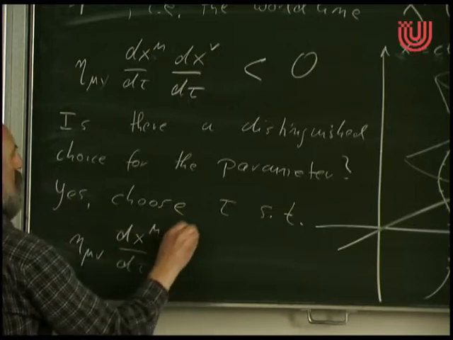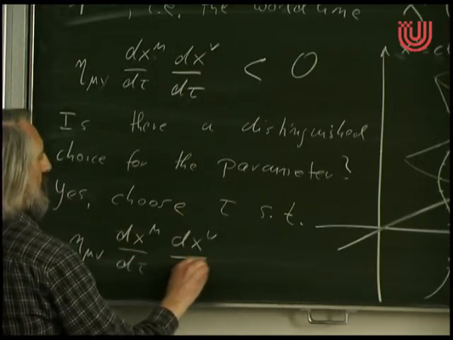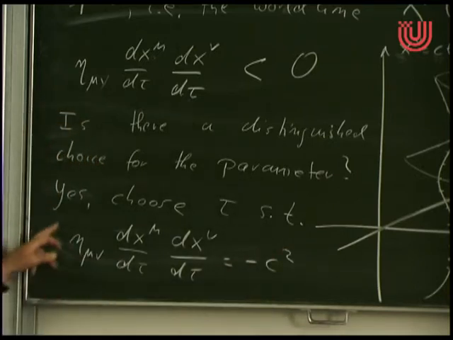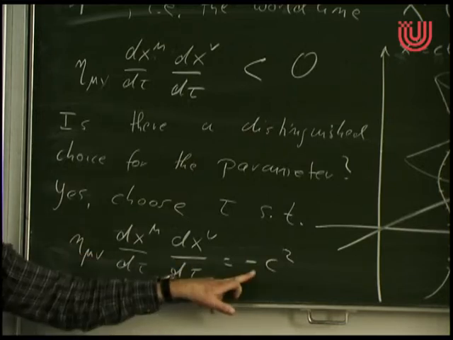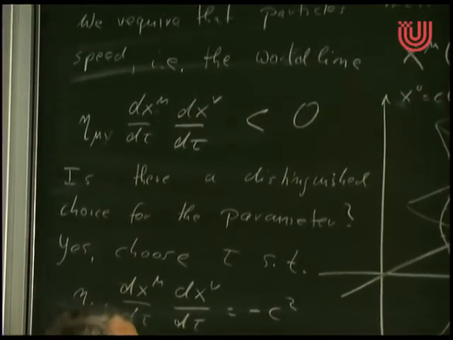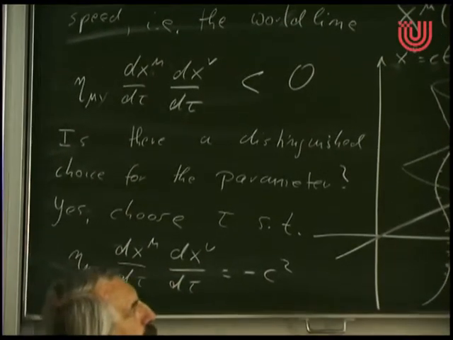η_μν dx^μ/dτ dx^ν/dτ is -c². If people choose a different signature where they have one plus sign and three minus signs, then they have a plus here. Don't be confused if you find a plus sign in some books.